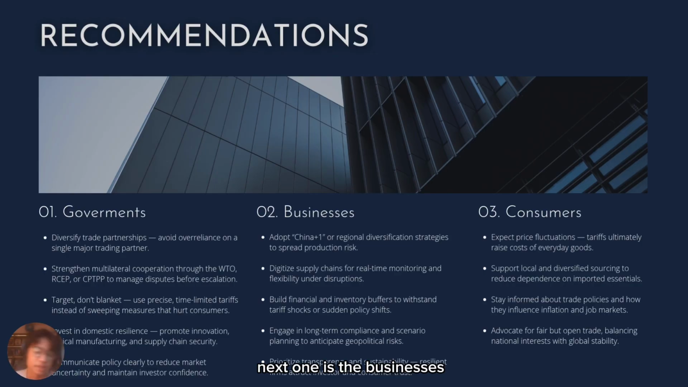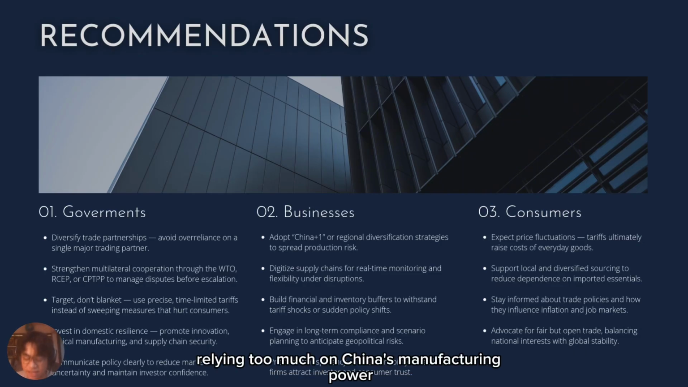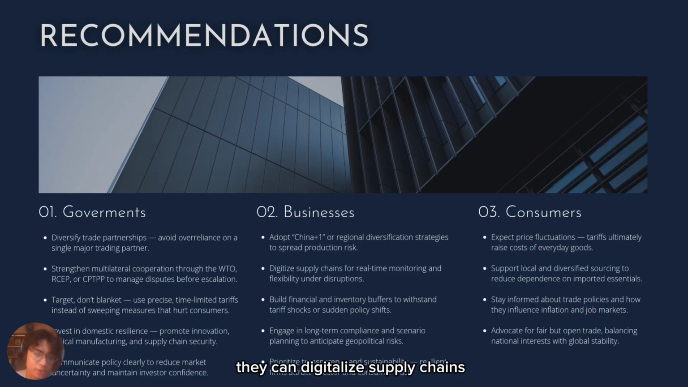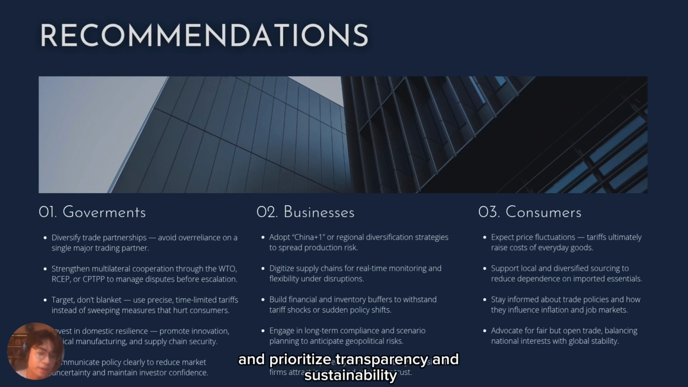Next one is the businesses, especially the multinational ones. They can adopt China Plus One or regional diversification to avoid relying too much on China's manufacturing power. They can digitalize supply chains, build financial aid and inventory buffers, engage in long-term compliance, and prioritize transparency and sustainability.